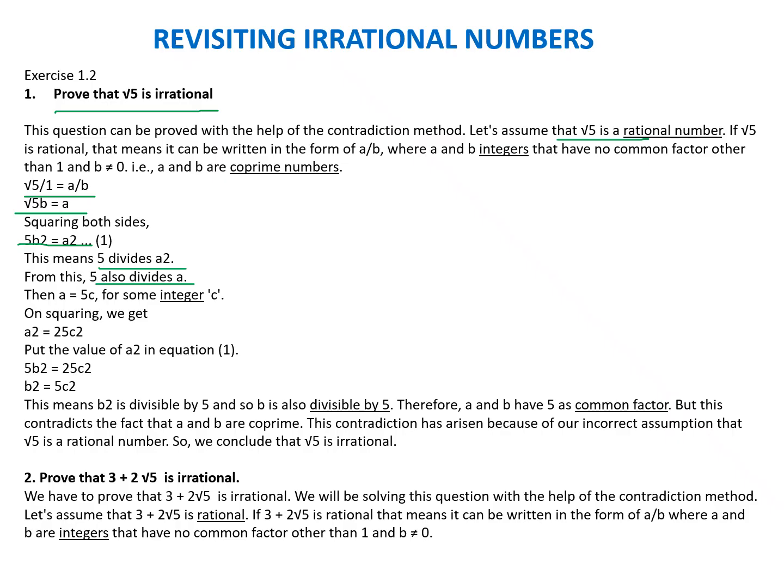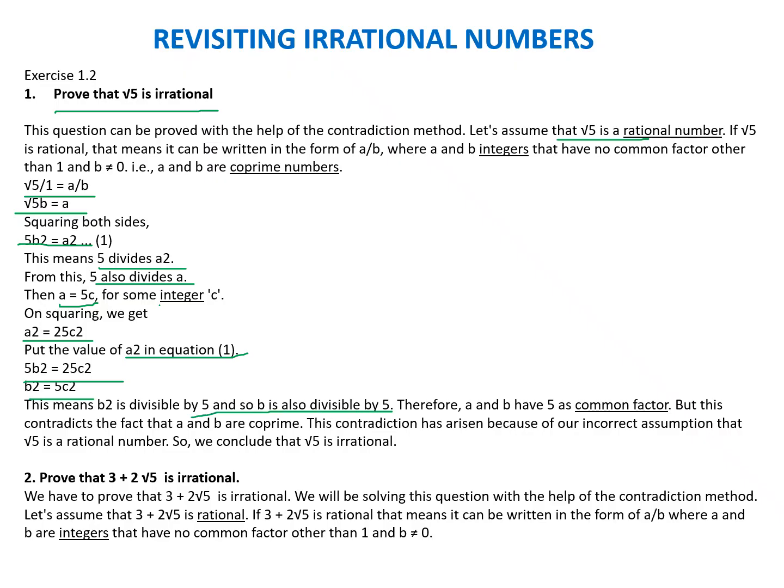Then we assume that a is equal to 5c, because this is a number which divides a square. So we'll put 5c instead of a, and then a square is 25c square. Put the value of a square in equation 1. So we have 5b square is equal to 25c square, and then b square is equal to 5c square. Which means that b square is divisible by 5, and so b is also divisible by 5.